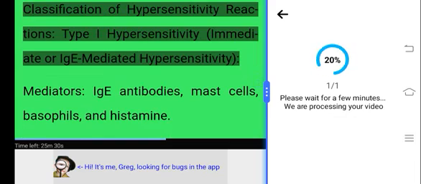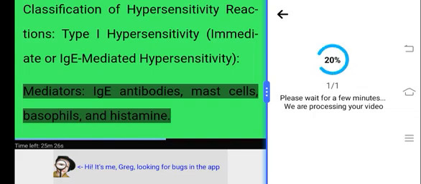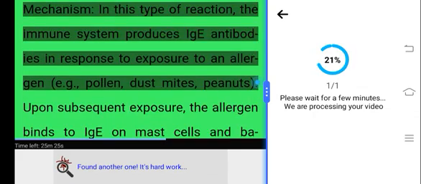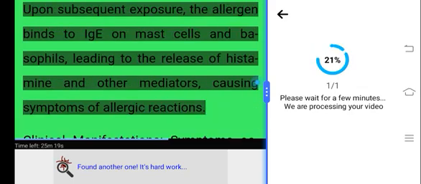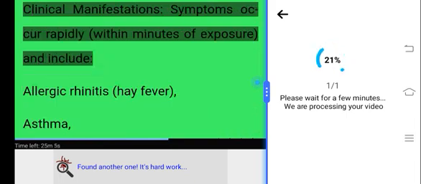Classification of hypersensitivity reactions. Type 1 hypersensitivity, immediate or IgE-mediated hypersensitivity. Mediators: IgE antibodies, mast cells, basophils, and histamine. Mechanism: in this type of reaction, the immune system produces IgE antibodies in response to exposure to an allergen, e.g., pollen, dust mites, peanuts. Upon subsequent exposure, the allergen binds to IgE on mast cells and basophils, leading to the release of histamine and other mediators, causing symptoms of allergic reactions.